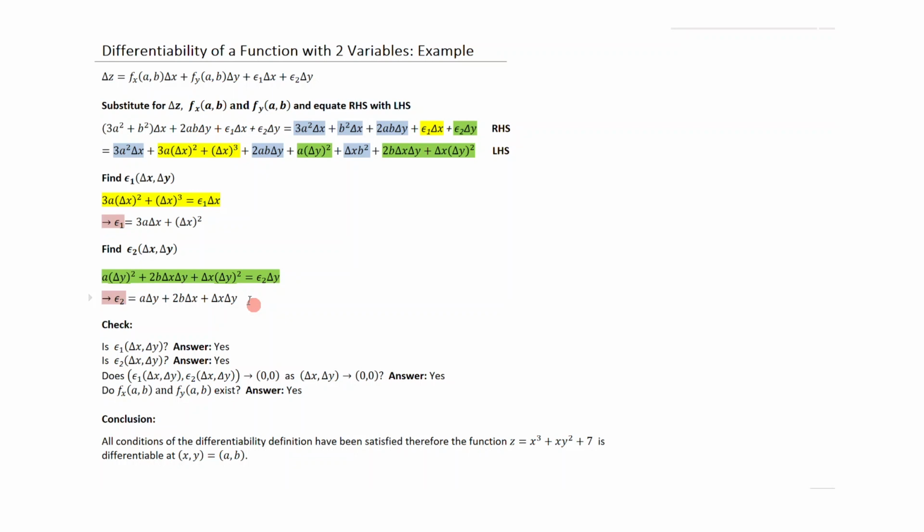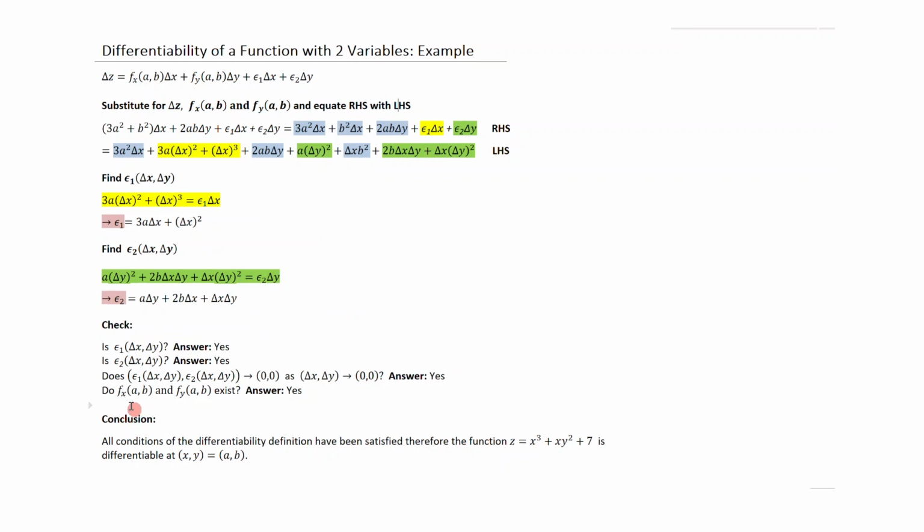Now we just go through and check to see all the conditions are satisfied. So first is to check if epsilon 1 is a function of delta x and delta y. The answer is yes from here. Check to see if epsilon 2 is a function of delta x and y. The answer is yes from here. Next would be to determine if the limit of epsilon 1 and epsilon 2 as delta x and delta y approach 0 is equal to 0, and you can see clearly from that that will be the case. Answer is yes.